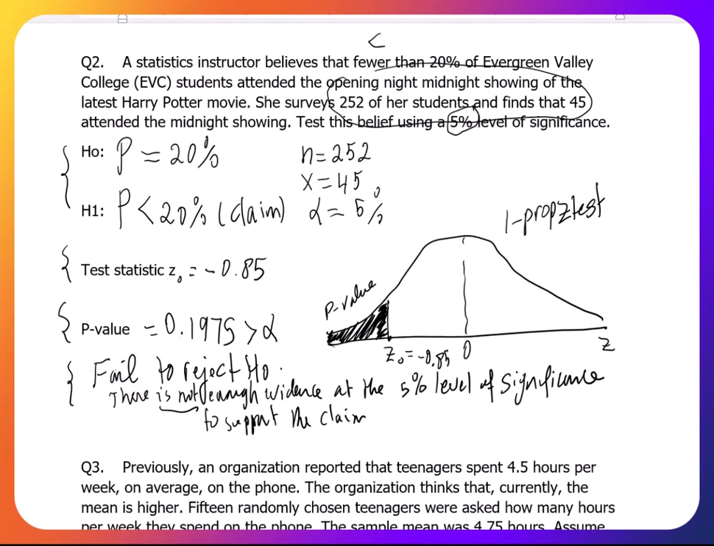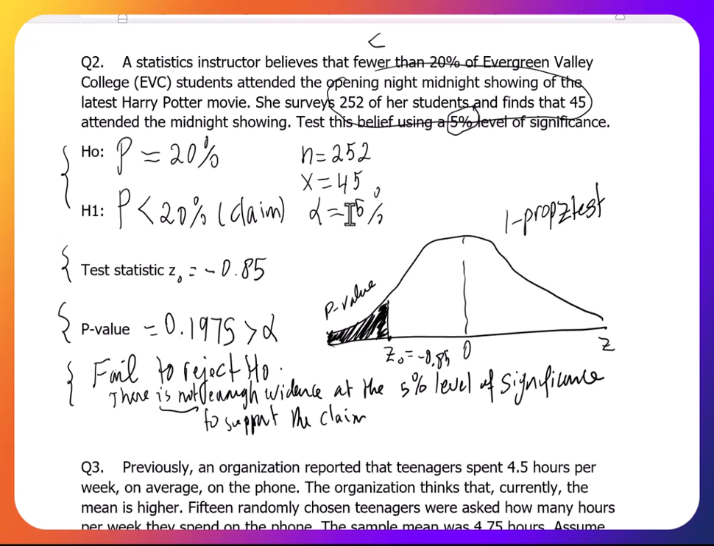So let's go back. Negative 0.85 is the test statistic. This is the p-value. We're going to compare it with alpha, which is 5%. And you agree with me that 0.1975 is bigger than 5%. If it is bigger, you fail to reject the null hypothesis. If it's not bigger, you reject the null hypothesis. So fail to reject the null hypothesis.